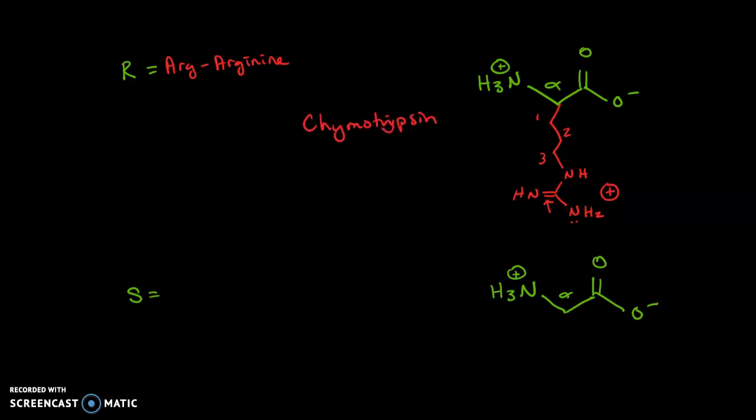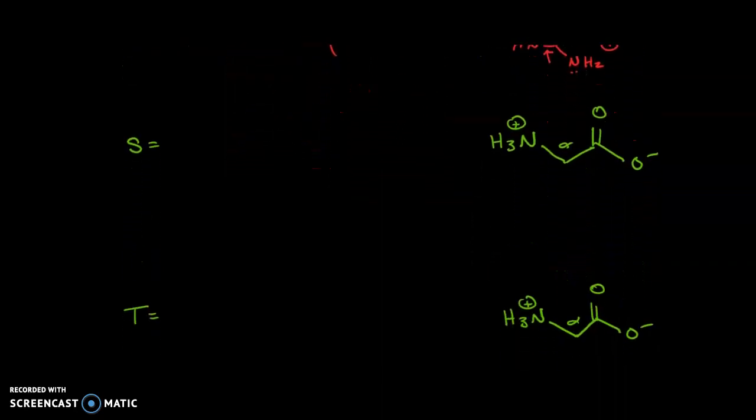Chymotrypsin, like trypsin, cleaves polypeptides into smaller parts after residues, and trypsin does this after positively charged residues, so arginine and lysine, and chymotrypsin tends to do it after aromatic residues.